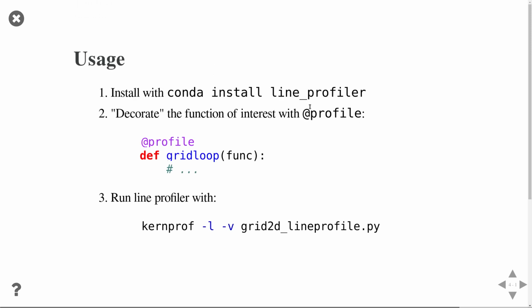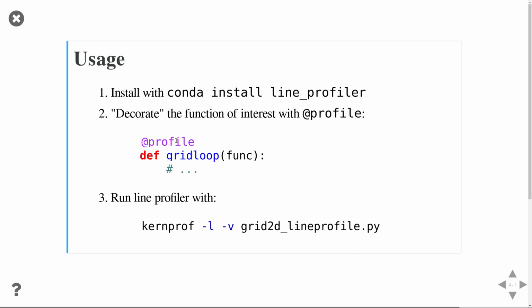So the way you use it is, you first install it using conda. You just type in conda install line_profiler. And then you decorate the function that you're interested in. Decorating just means that above the definition you add this decorator, @profile, and that will automatically wrap the function and collect the line statistics for it.